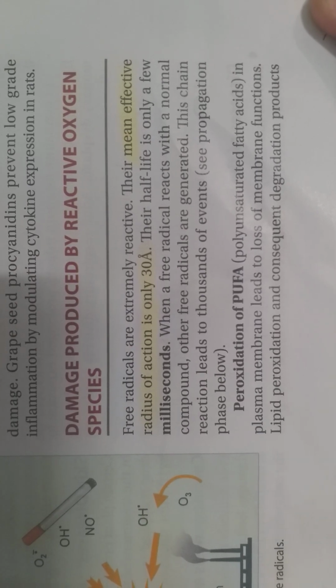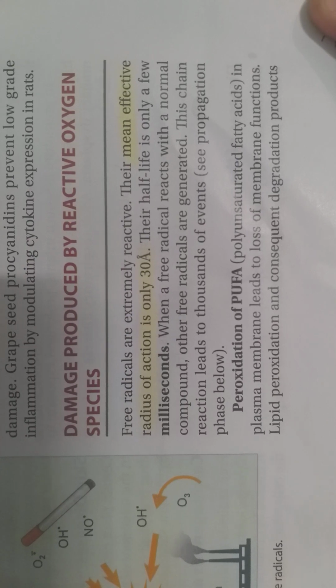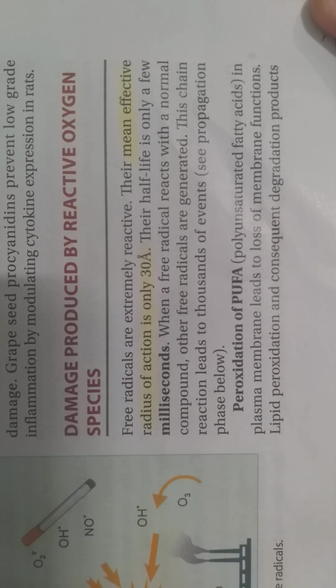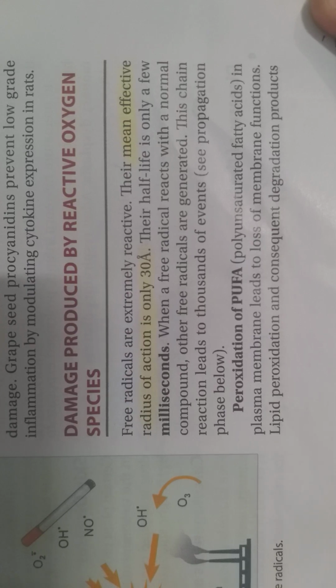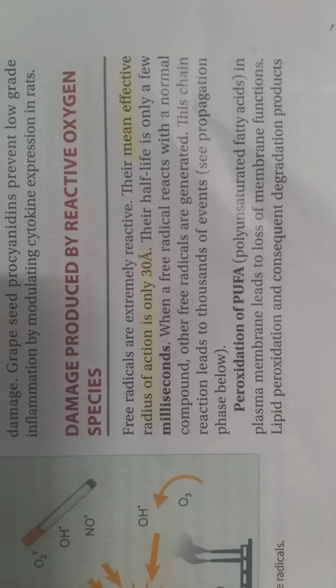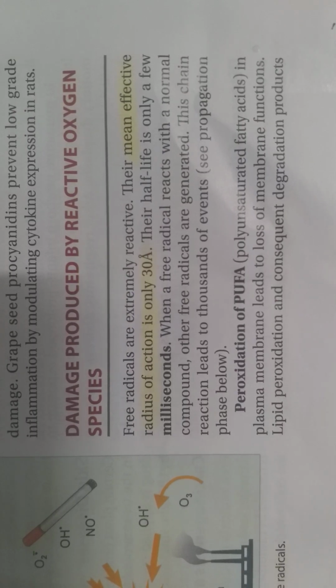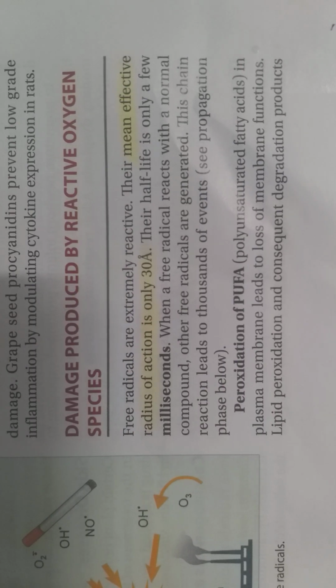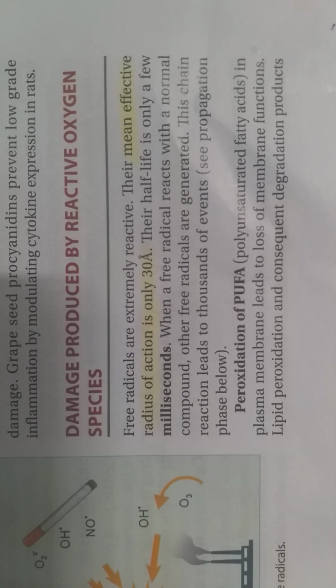So free radicals are extremely reactive. The mean effective radius of action is only 30 angstrom. Their half-life is only a few milliseconds. One of the main characteristic features of free radicals is that when a free radical reacts with a normal compound, other free radicals are generated. That is, there's a chain reaction which is taking place. And this leads to the propagation phase, which will be discussed later.